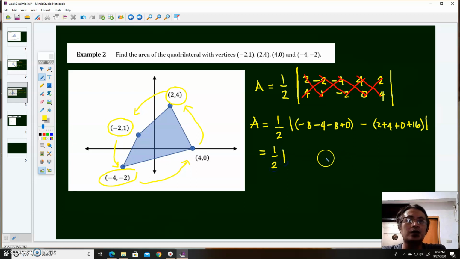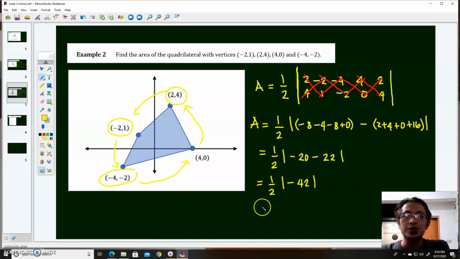So it's an absolute value. Negative 8 minus 4 minus 8 is negative 20. Minus this group, the sum of this group is 2, 4, 16, that's 22. Minus a positive 22. So all we have is a 1/2 absolute value of negative 42. And of course, the absolute value of negative 42 is 42 times 1/2. The answer is 21. So the area of this region is 21 square units.